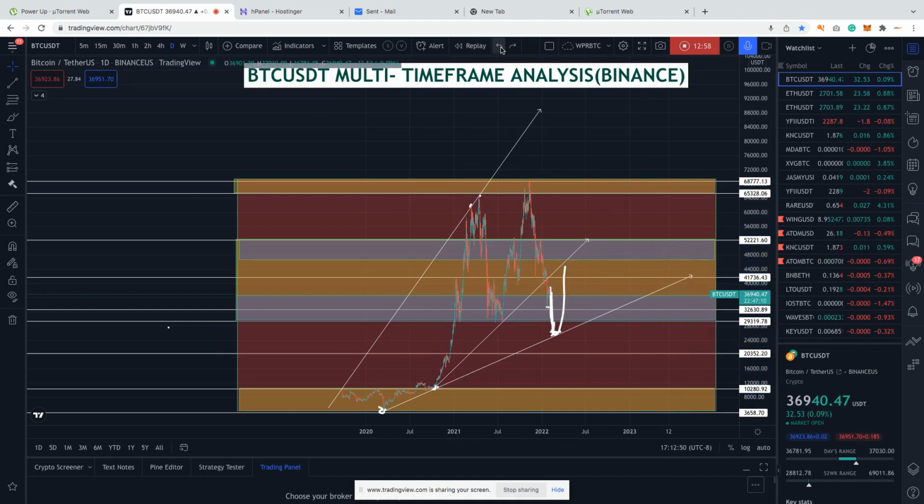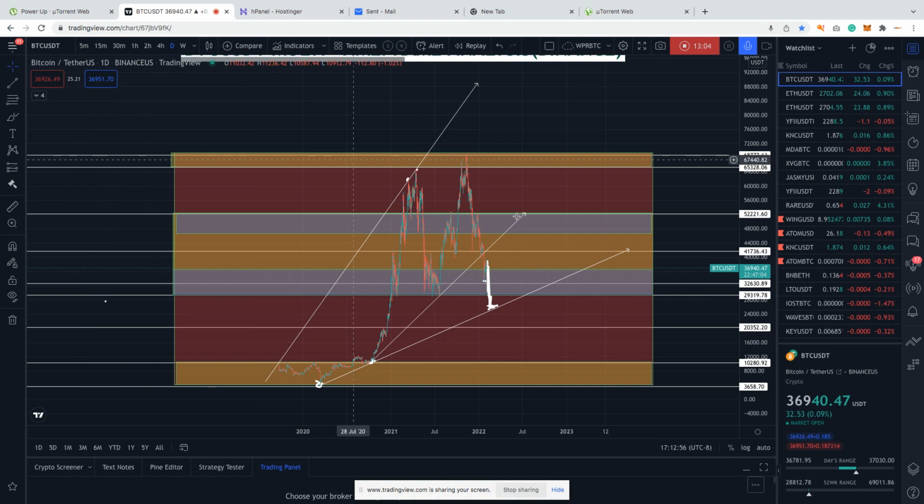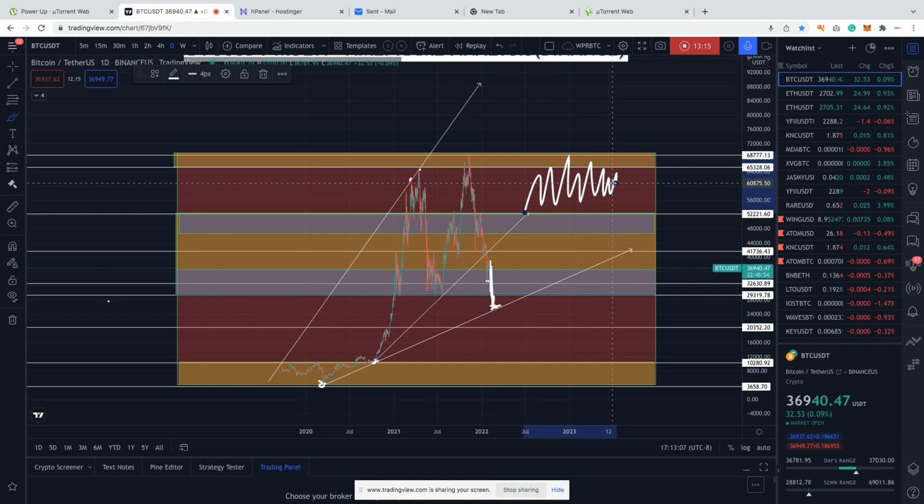This is a multi-time frame analysis. This is not going to happen in one run. I see this playing out in 3 years. Even when we return to the 64K, it's going to take time. The 64K is going to play this sideways move of equilibrium for a long time. A lot of people are going to predict it is going to keep moving up from that 62K.